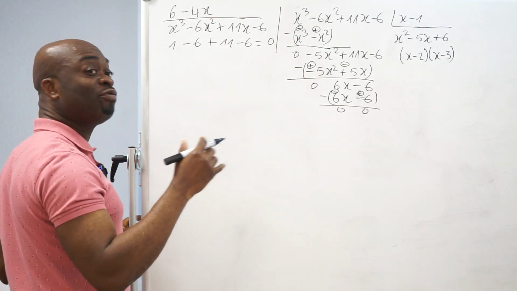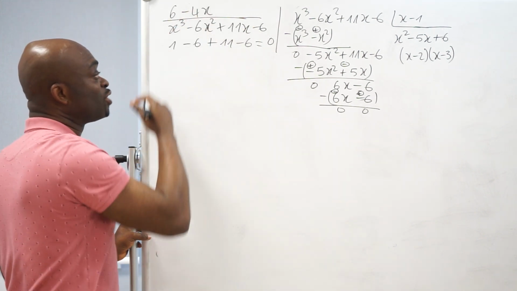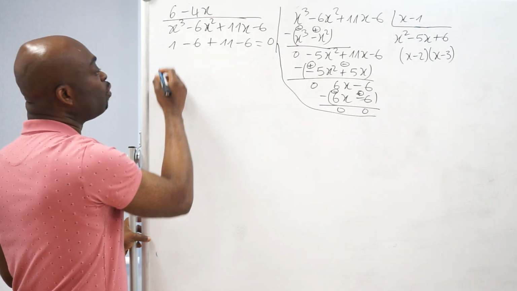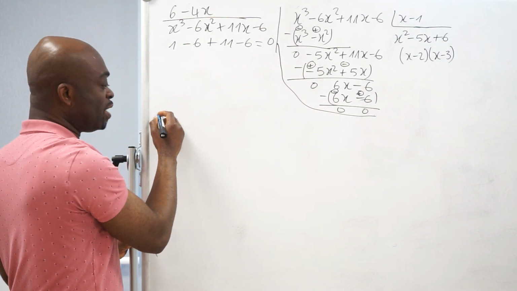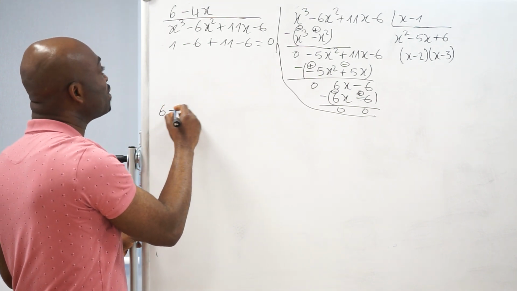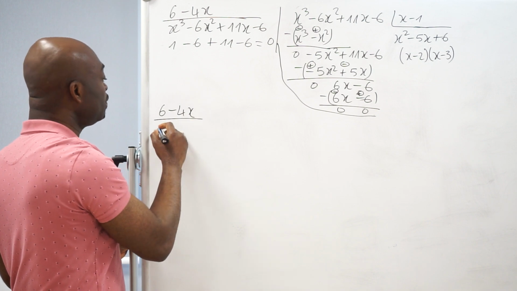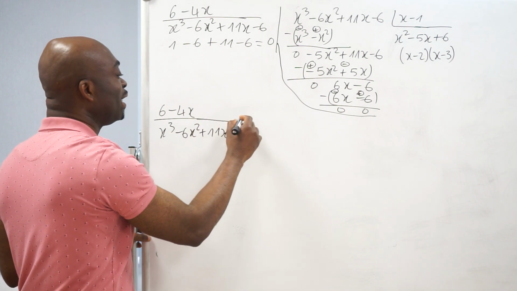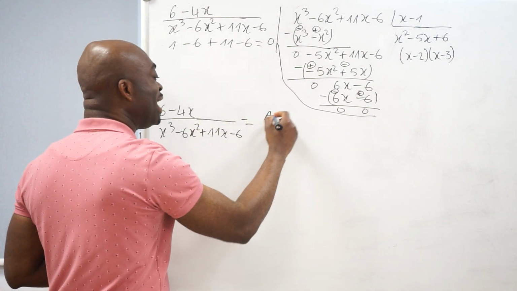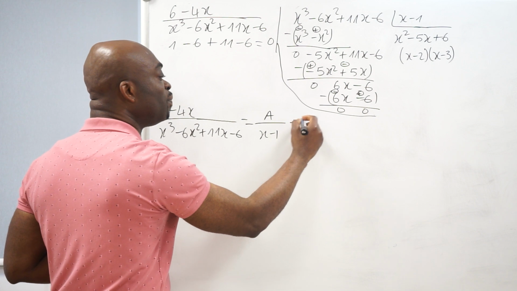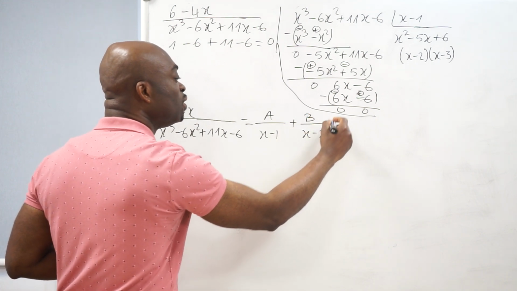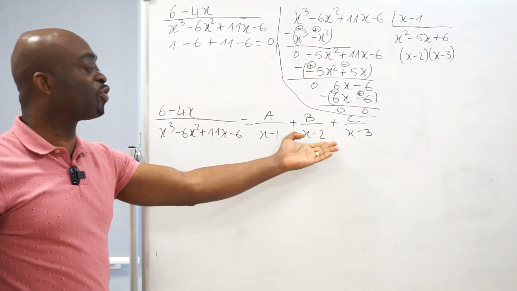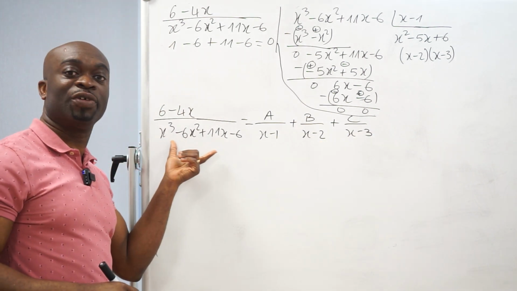Okay? So now let's rewrite our rational expression and see what we can do with it. Let me just bring it down here so we can have enough space. So we have 6 minus 4x over x cubed minus 6x squared plus 11x minus 6, and that is equal to A over x minus 1 plus B over x minus 2 plus C over x minus 3. Those are the three factors that we get after factoring this one, okay?